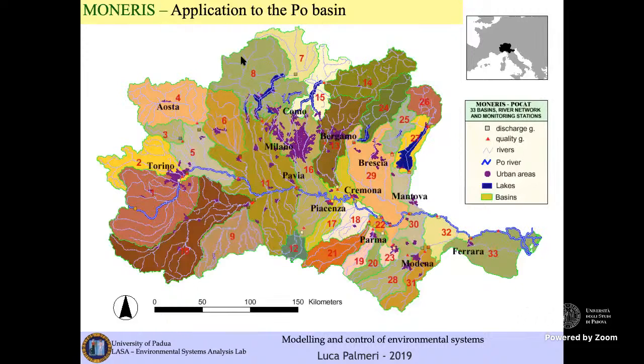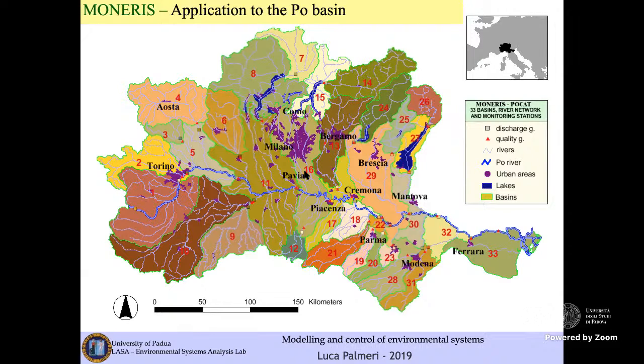In order to build up the application of monorays, we subdivide the Po catchment into 33 subbasins. This is the subdivisions. For each subbasin, we shall identify a basin closure. So, for example, the Wool Po River basin closure is here in Ponte Lago Scuro, while, for example, if we consider the subbasin related to Milan, this is the large city of Milan, violet urban area.